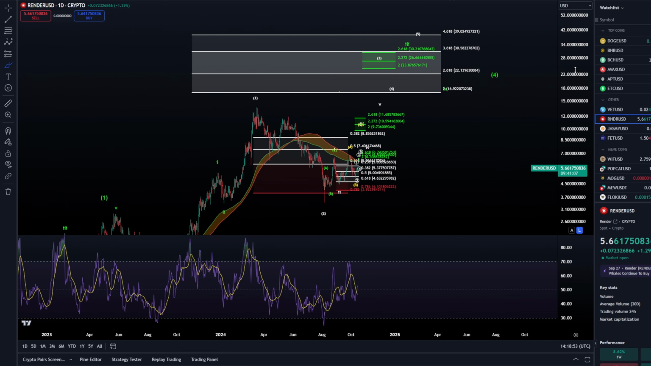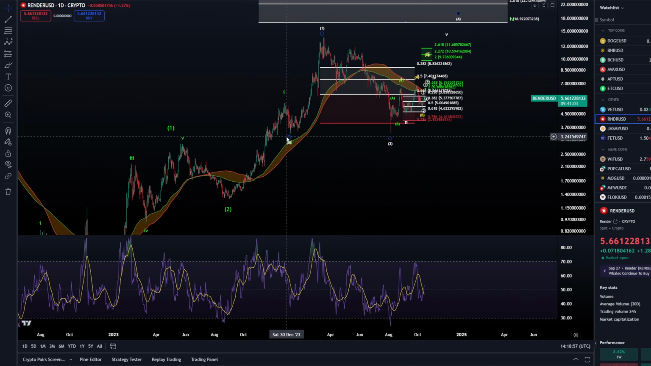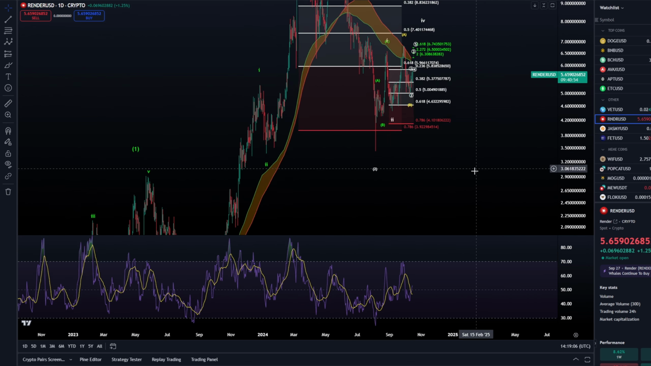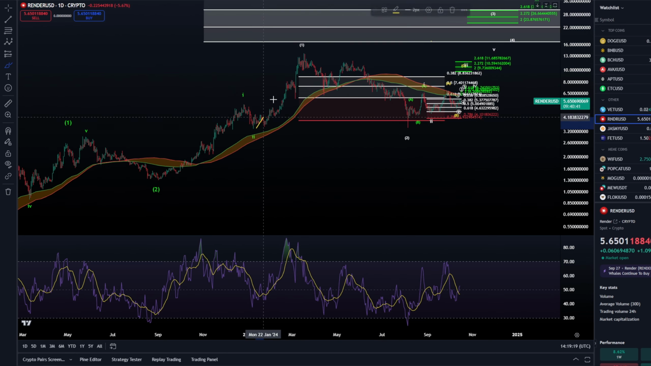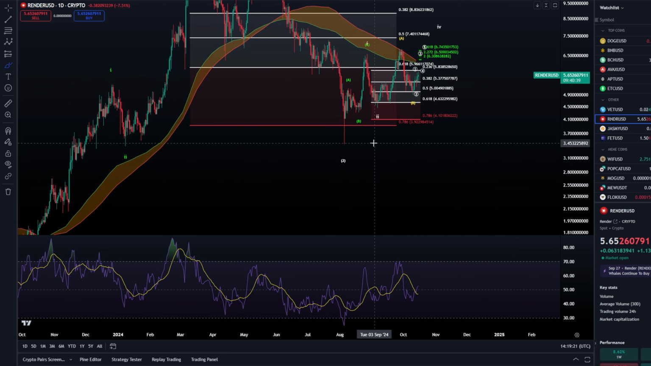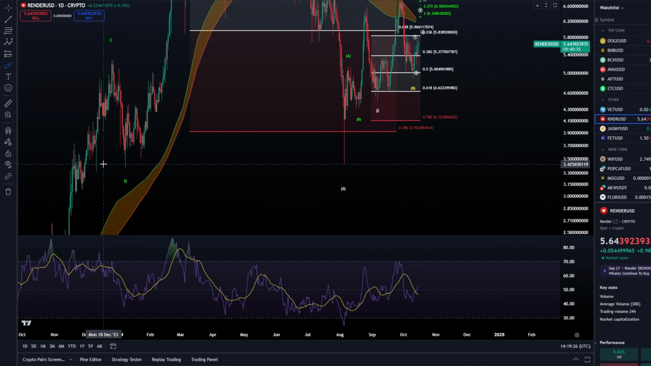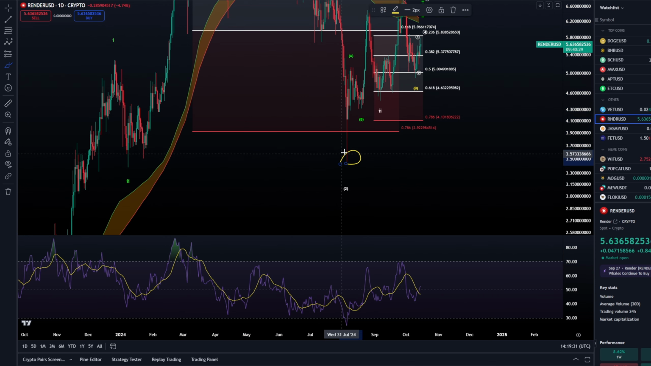And if we want to keep this count valid, we are not allowed to go below this low right here, which is at about, let's say, $3.32. And why is that? Well, that would invalidate this 1-2 setup, and it would mean that the wave count is wrong. Right now, it does not look like it's wrong. As you can see, it almost invalidated the whole setup, but this low did not quite get below these lows right here. So technically, you could say that the setup is not invalidated, which is good.